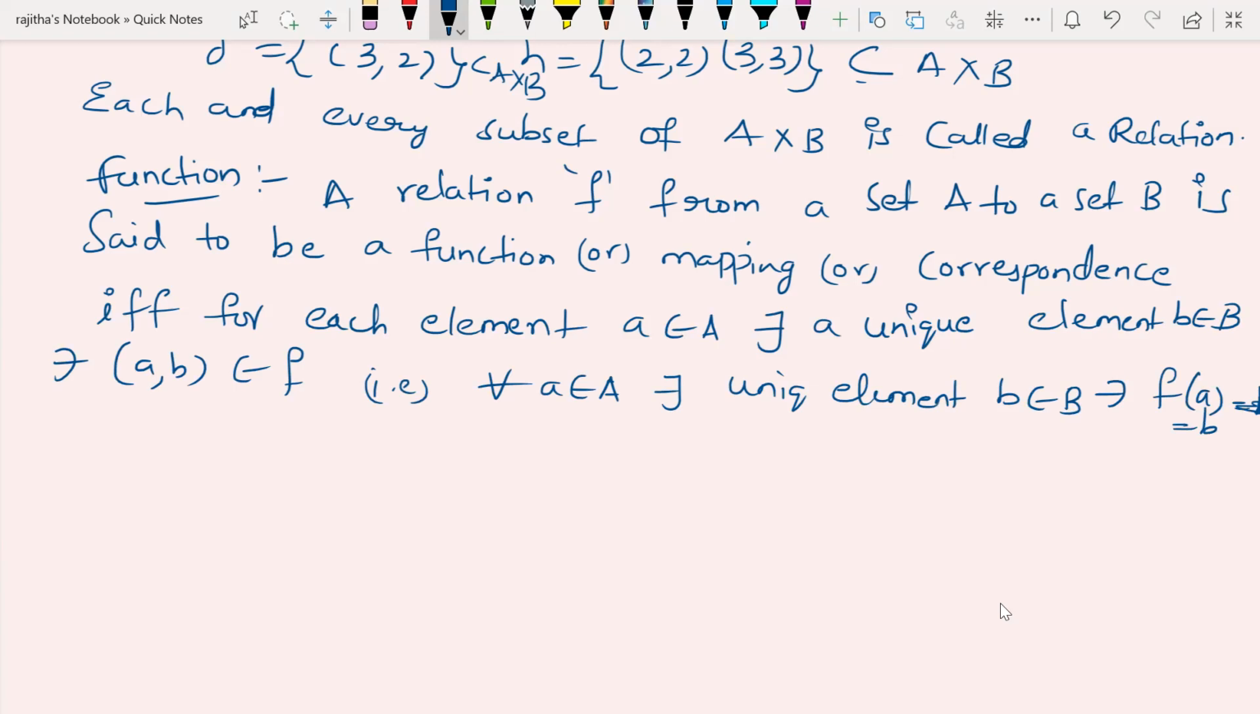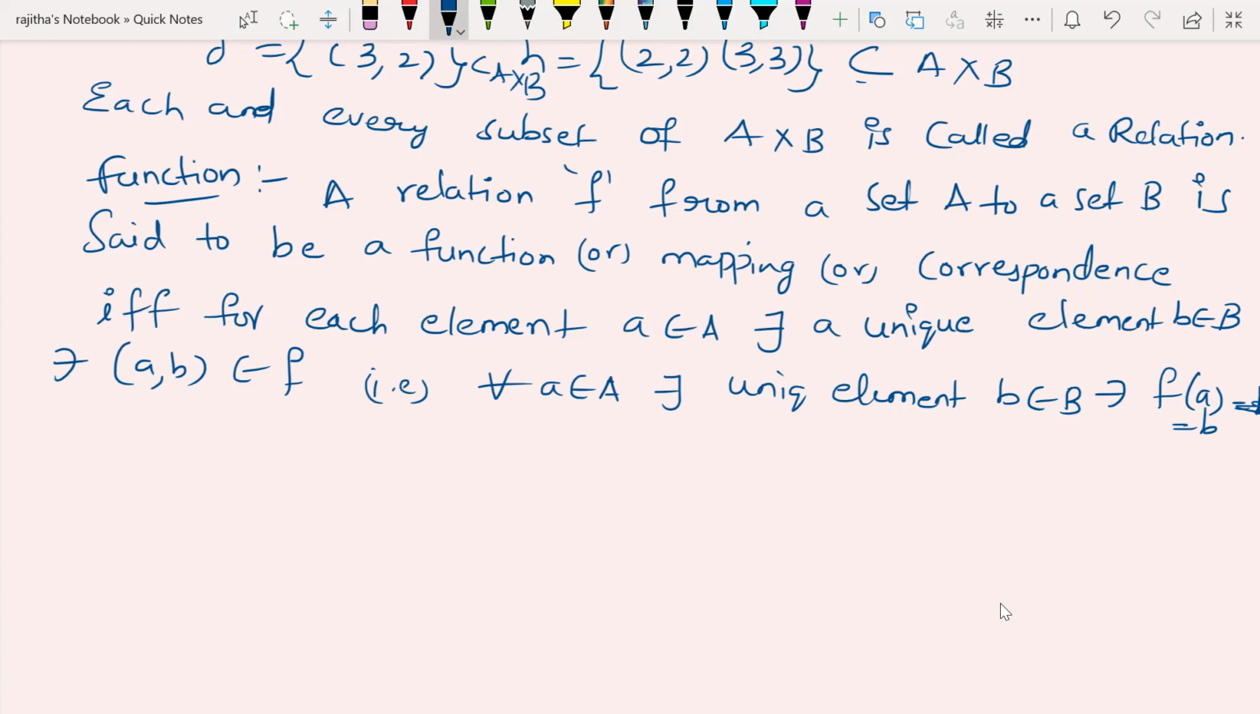So finally, the definition of a function is: for each element in A, there exists a unique element in B, where A and B are two finite sets. Then only a relation F from A to B is a function, if it satisfies that condition. What is that? For every a belongs to A, there exists a unique b belongs to B, such that (a, b) belongs to F. Here set A is the domain and set B is the codomain of the function.